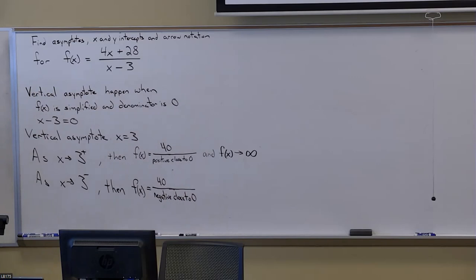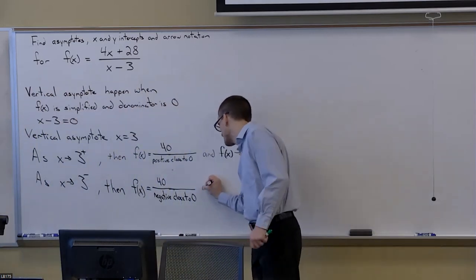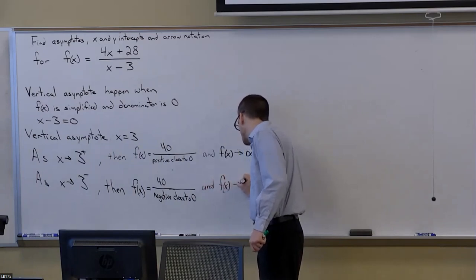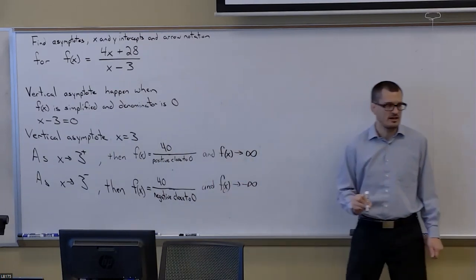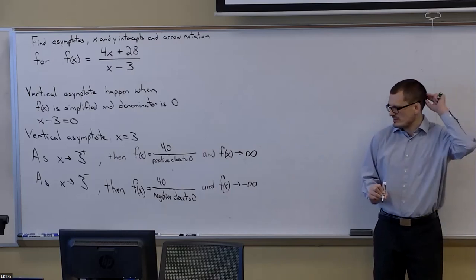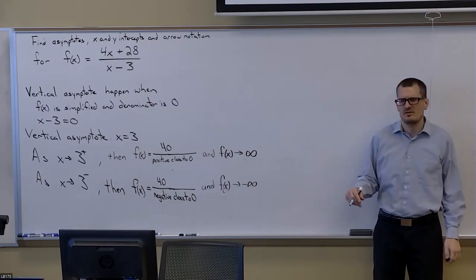As x goes to 3 from below, I get 40 divided by a negative number, which is really close to 0. So I get essentially that my function is going towards negative infinity as x is below 3. Is that right? Making sense where I'm getting that from?